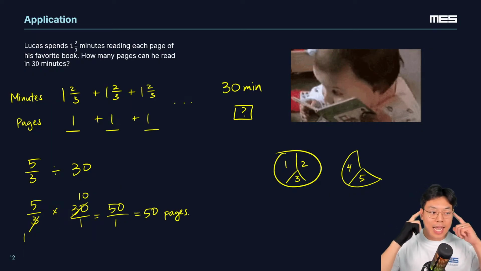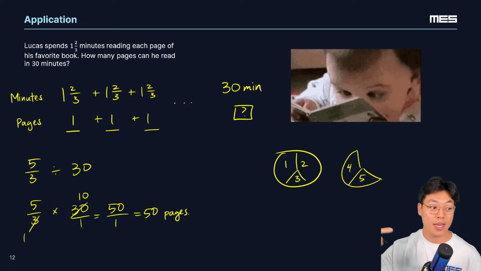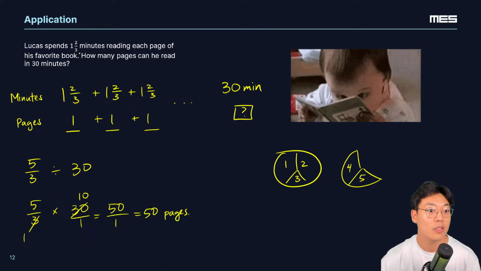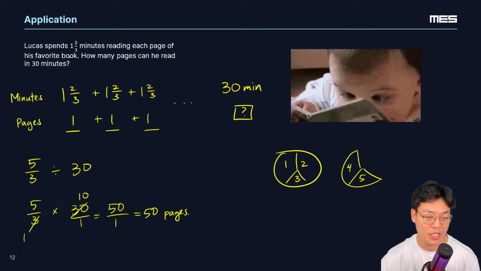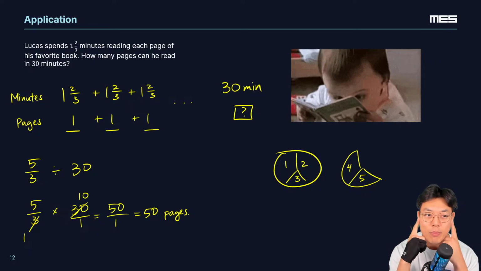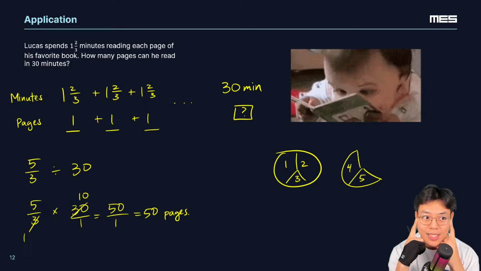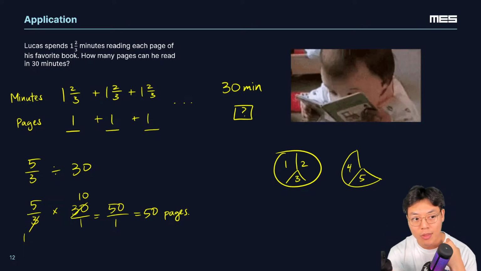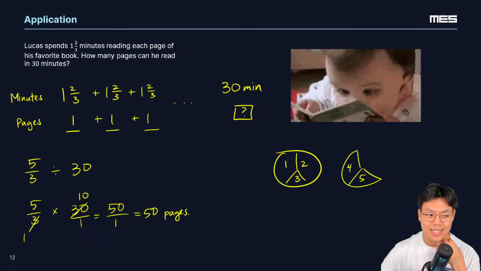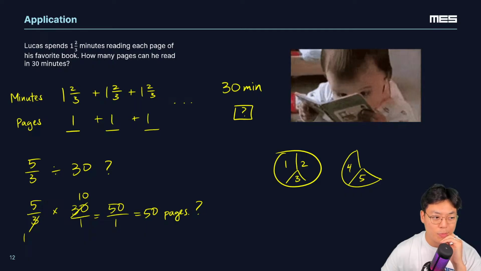But let's see if this answer makes sense. It takes Lucas more than a minute, right? It takes Lucas 1 2/3 of a minute to read just one page of his favorite book. And he's given 30 minutes. So if it's taking Lucas more than a minute to read just one page, would it make sense for Lucas to be reading more than 30 pages? That seems a little off as well. So what's another way we can try this problem?